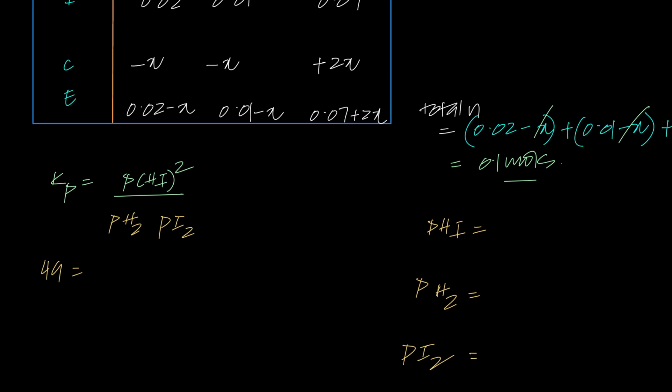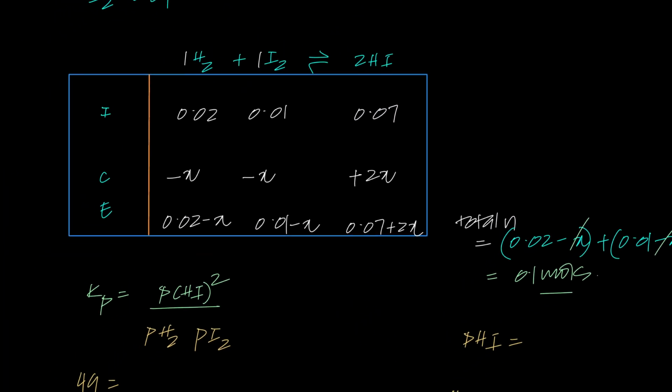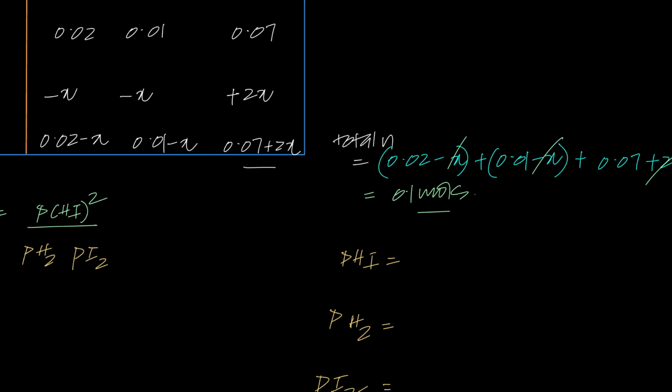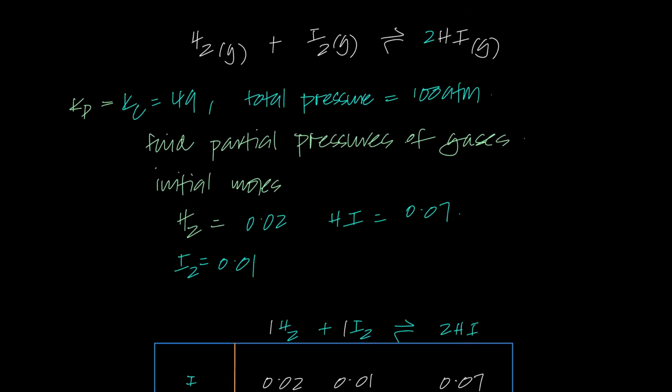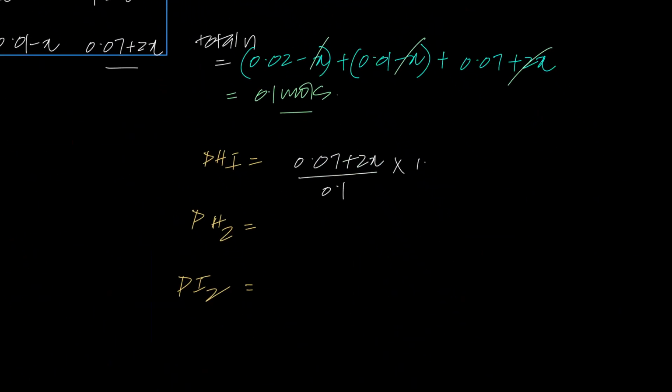Okay, so what's the moles at equilibrium for HI? It's 0.07 plus 2x divided by the total moles, which are 0.1, multiplied by the total pressure, which is what? 100 atmospheres. Keep on doing it. Don't worry if one is unknown. Just keep on doing it.